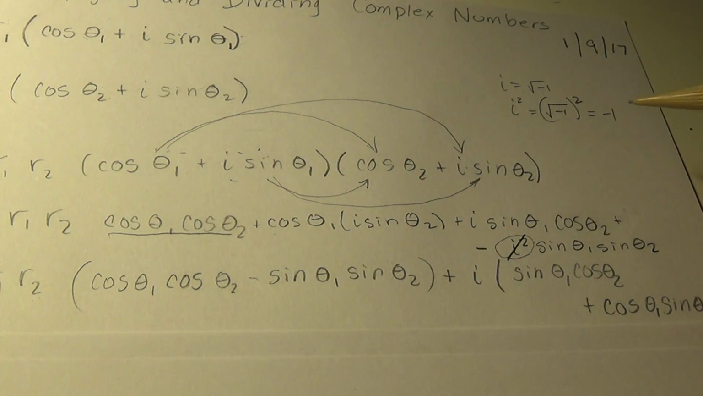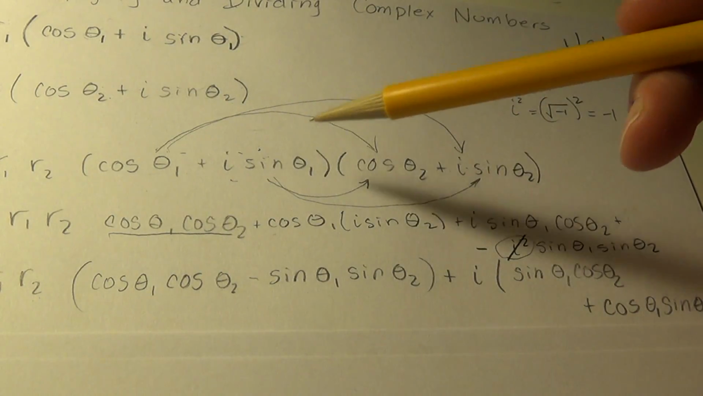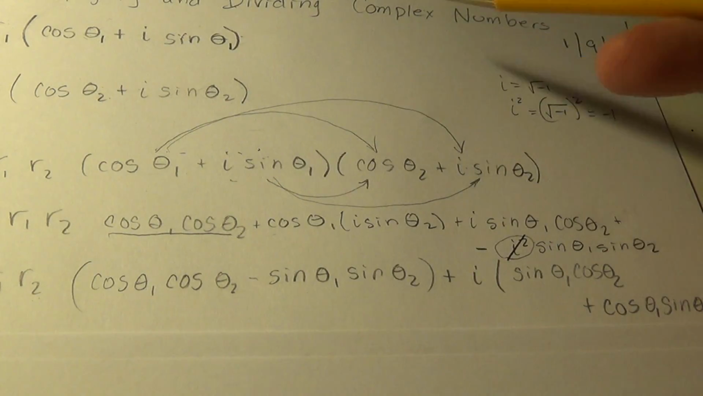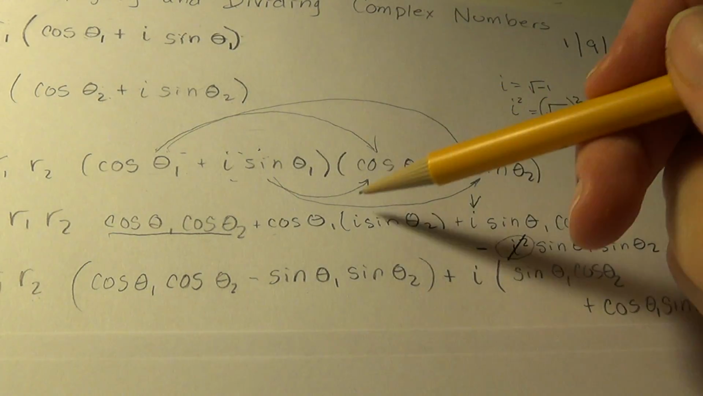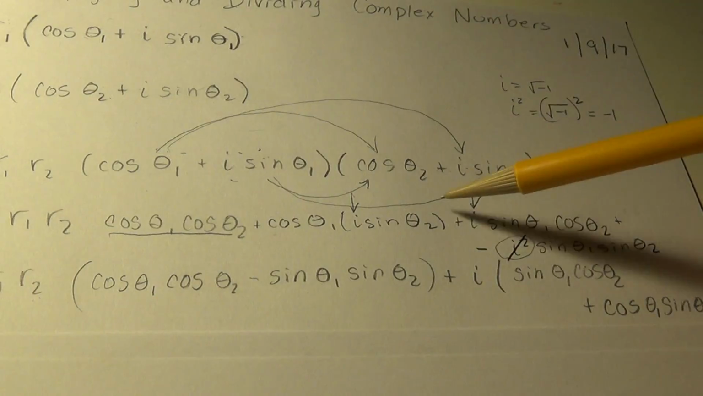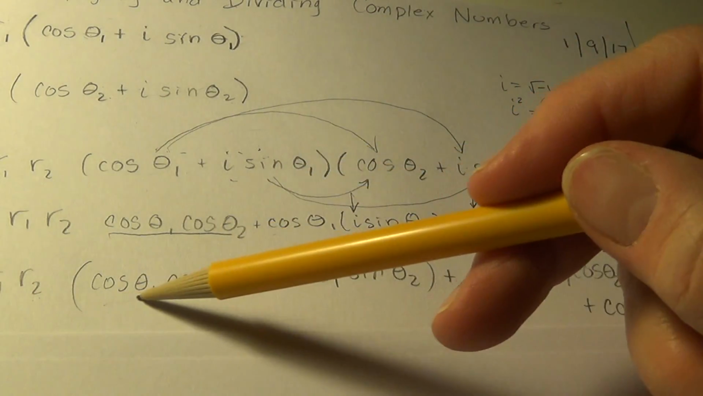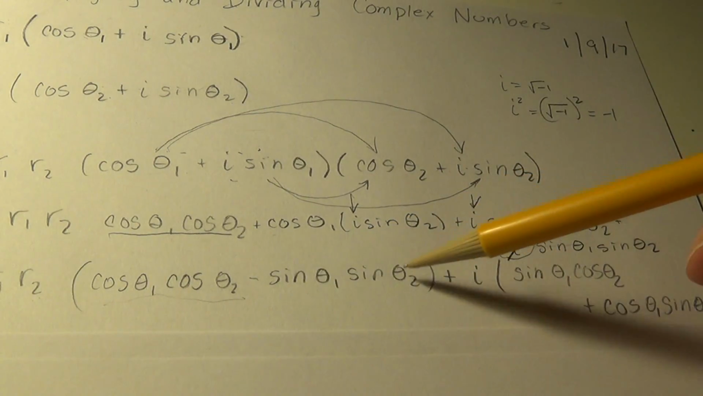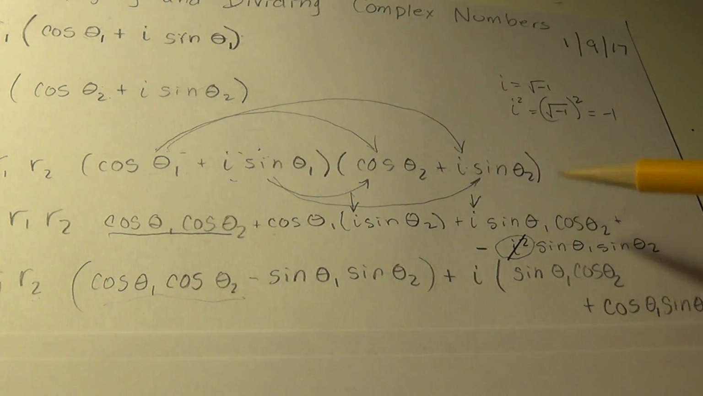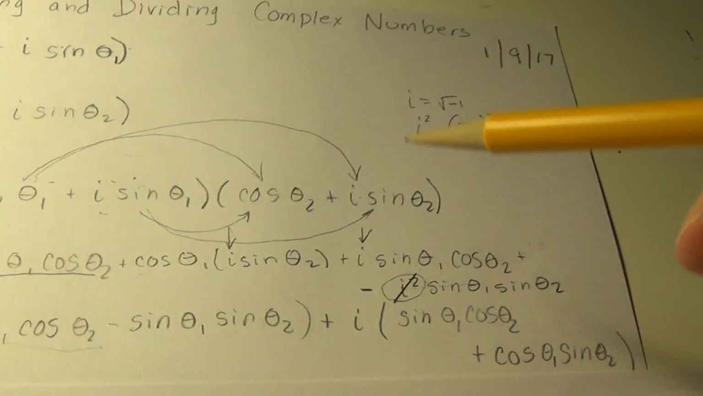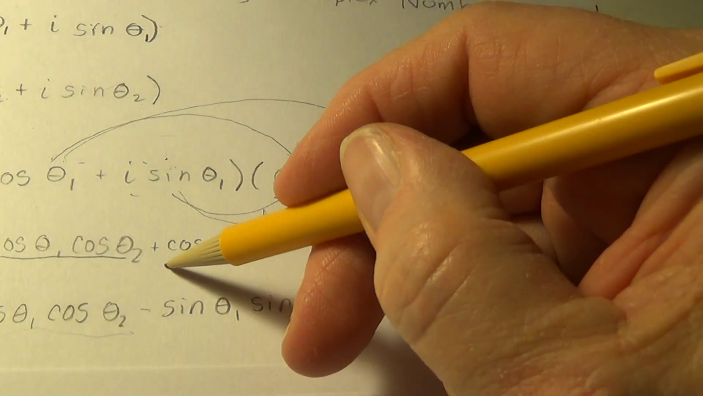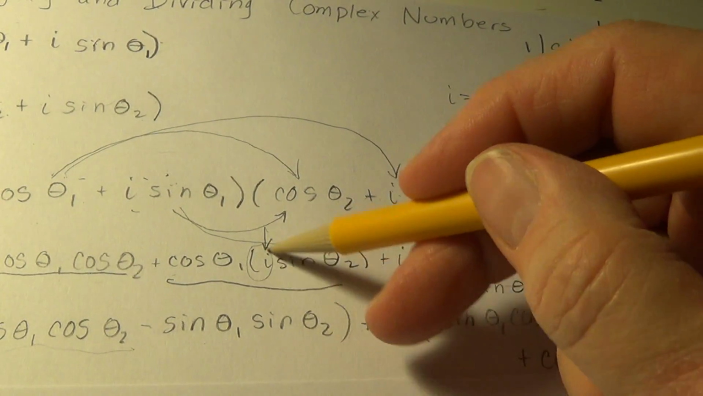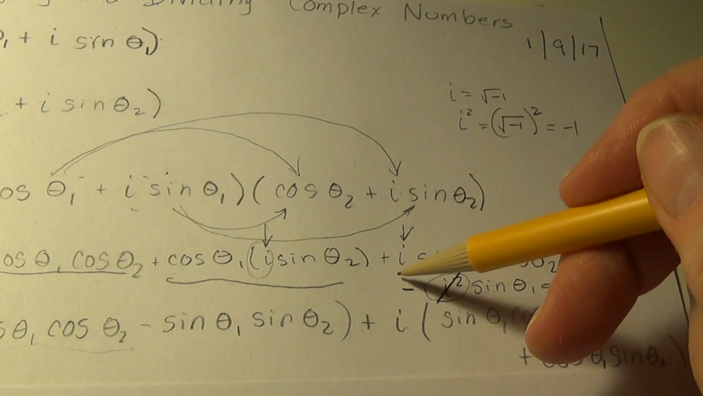And now I'm going to gather my terms that have no i's in them. There's an i here, and there's an i here. But there is no i in this term, so I'm going to grab that, and this term, and put them together. And now the terms with i, I'm going to grab this term, and factor out the i, and put it out in front, and this term.